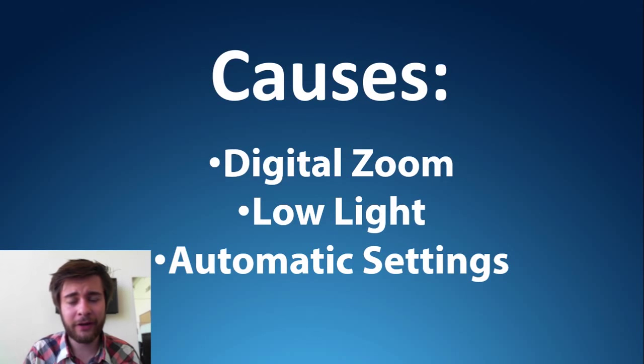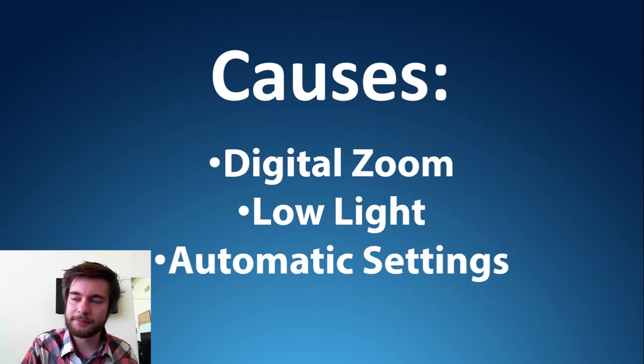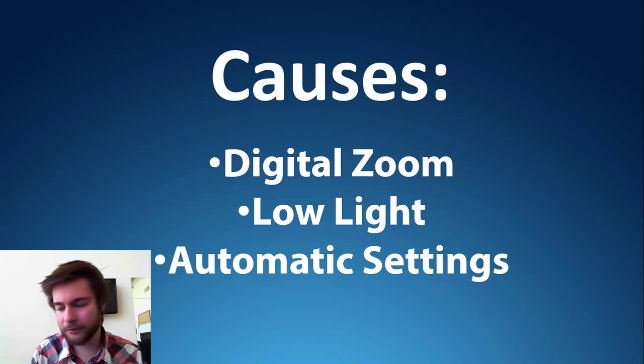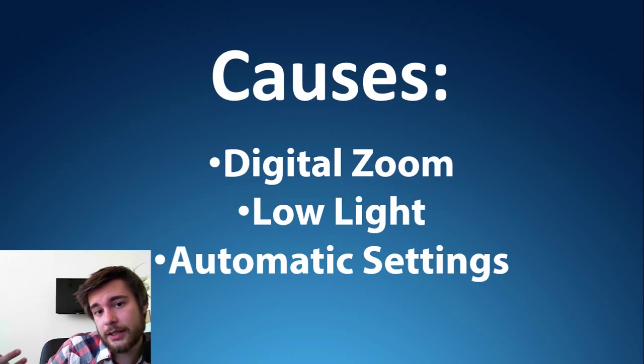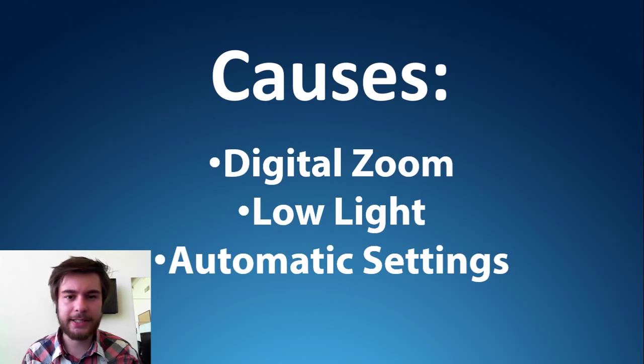Causes for gain and noise as a result of it. Sorry. Gain is what your camera is doing to try and cope with situations, and noise is the resulting bad quality video or audio. But a lot of people tend to refer to gain solely as the problem. It's caused by digital zoom, primarily. That is when your camera zooms in further than it can actually see.